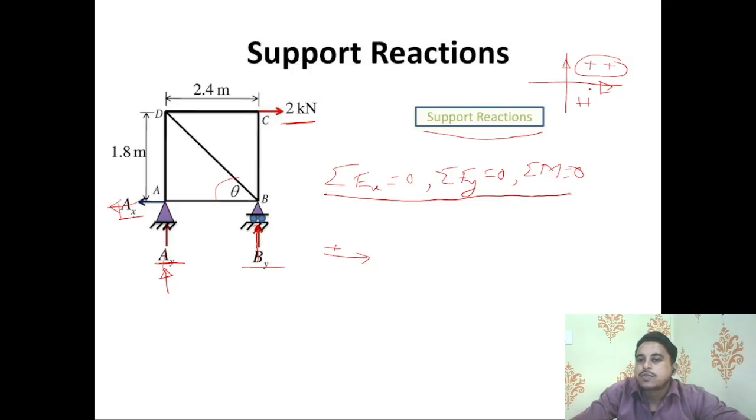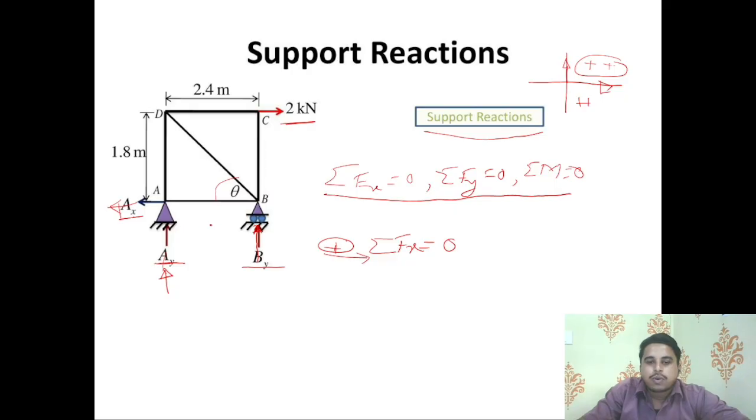Specifically, if horizontal forces follow the rightward direction, then this will be considered as positive, and if the vertical forces are upward, then we will consider the forces as positive. So let us consider all left to rightward directional force is positive. Okay, then we apply the equilibrium equation, that is summation of Fx is equal to 0.